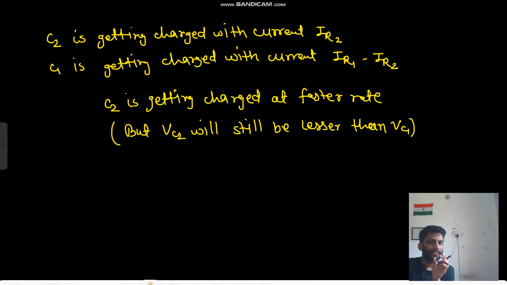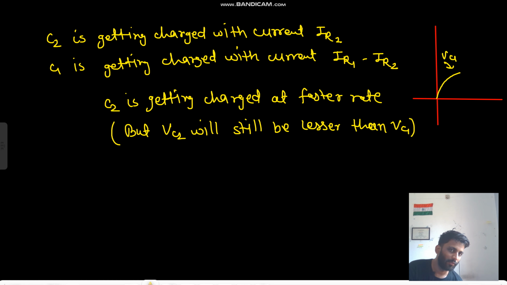Look, C2 is getting charged at a faster rate, that we admit, and C1 is getting charged with a lower rate. But VC2 is following VC1, right? For some time VC2 was 0, and at that time VC1 had already been at some point, right? If you draw the small waveform here, your VC1 is charging, so your VC1 goes like this. Okay, so this is your VC1. Your VC2 will be 0 for some time and then starts increasing. Now it is increasing at a higher rate, okay, but it will always be lesser than VC1.